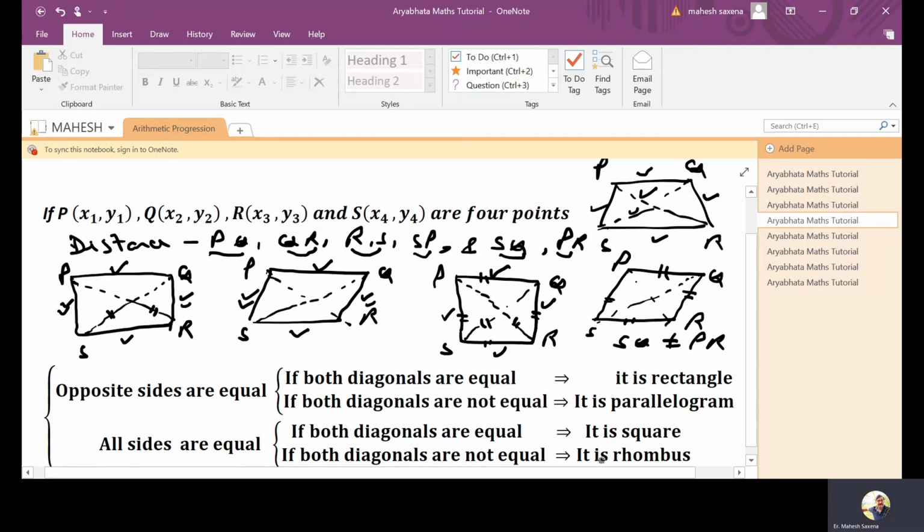Therefore, it is clear from the above that it is very easy to find the nature of the quadrilateral by finding the distances PQ, QR, RS, SP, as well as diagonals PR and SQ, to verify whether this quadrilateral is a rectangle, parallelogram, square, or rhombus.